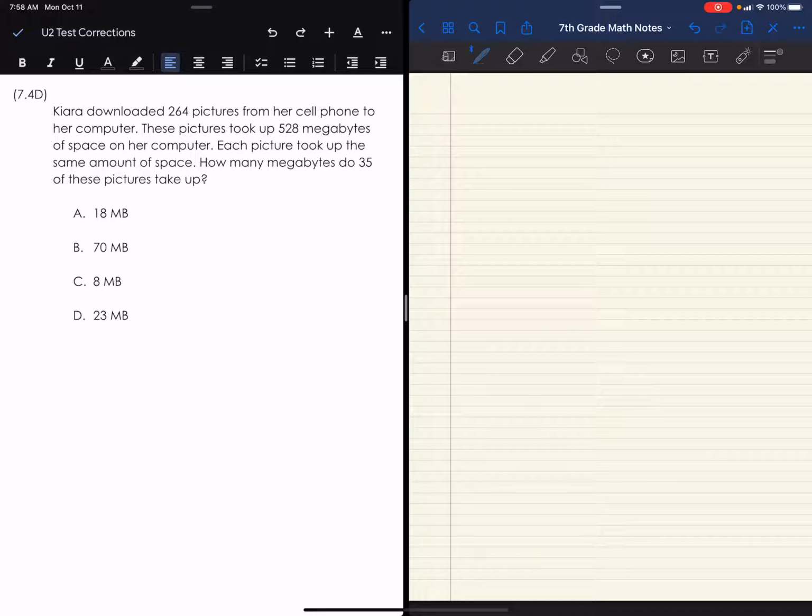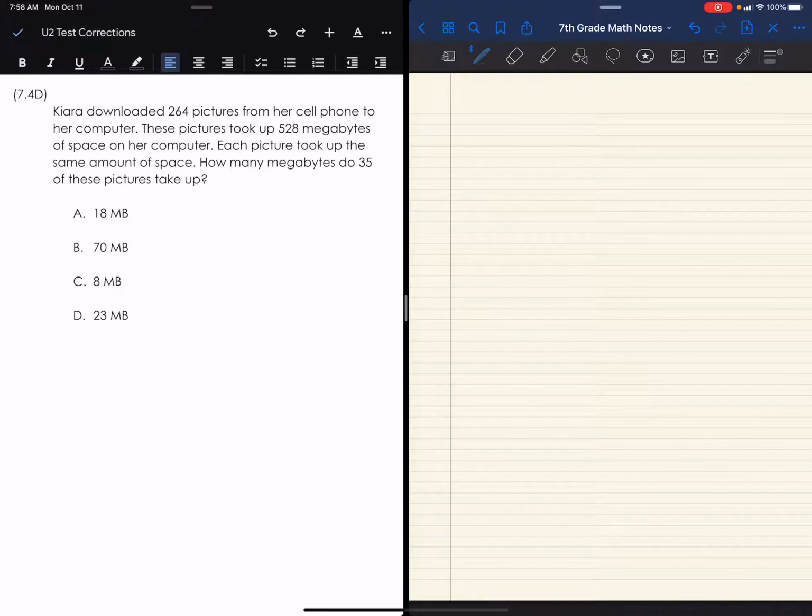Let's start by reading it. Kiara downloaded 264 pictures from her cell phone to her computer. These pictures took up 528 megabytes of space on her computer. Each picture took up the same amount of space. How many megabytes do 35 of these pictures take up?